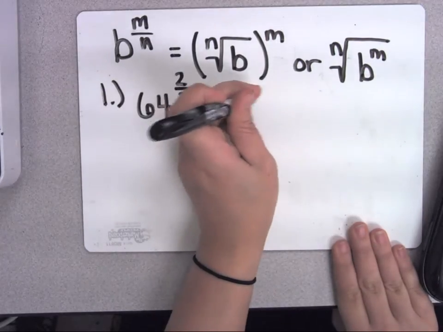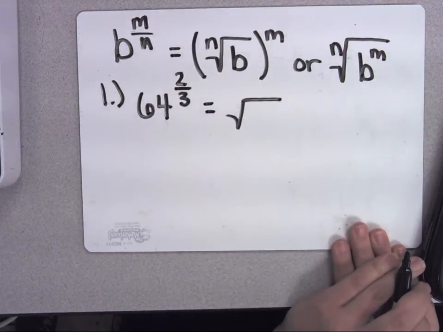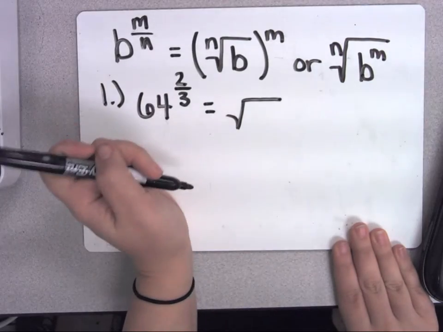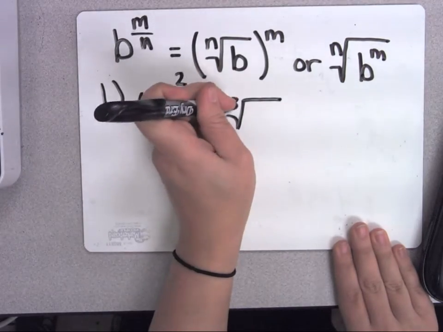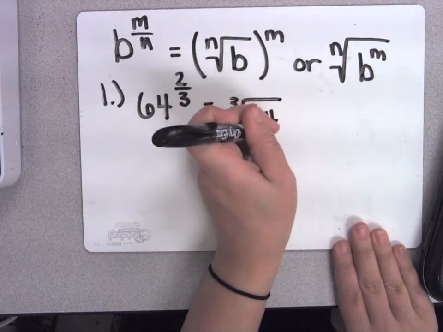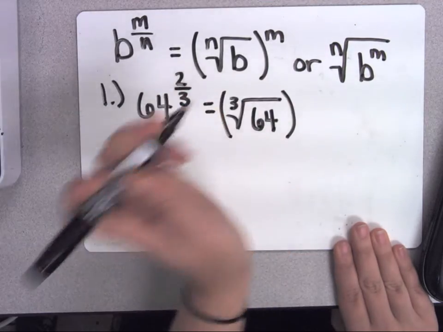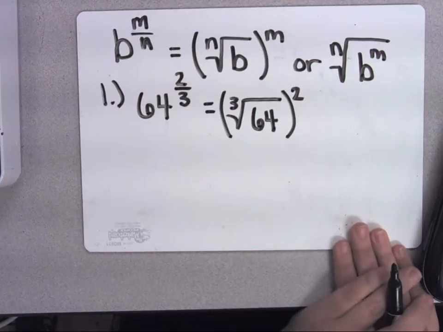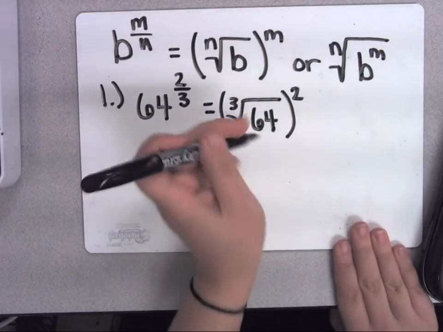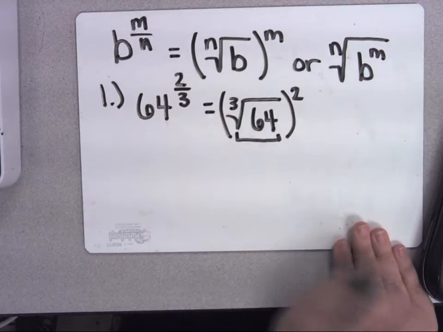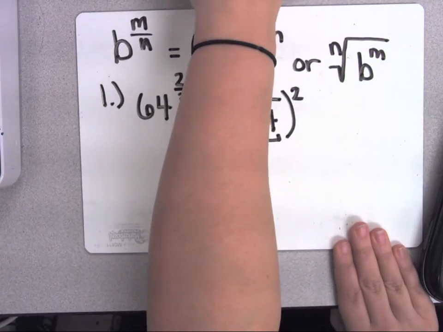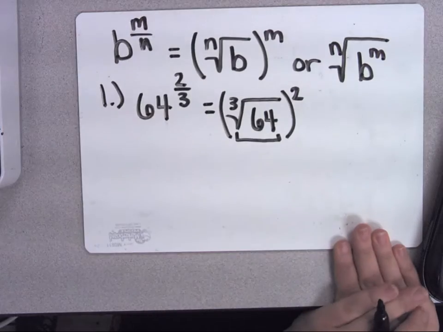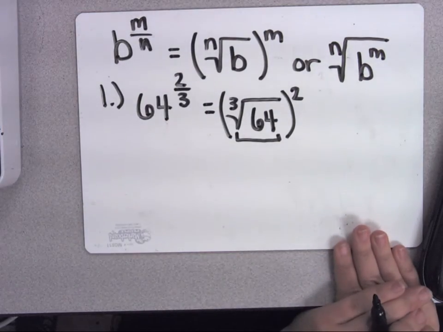What's my root power going to be? Denominator, 3. I'm going to put 64 underneath. I always do it when the 2's all the way on the outside. So when it's written like this, you deal with the inside first. Can I simplify that number? Sorry, can you simplify the cube root of 64?